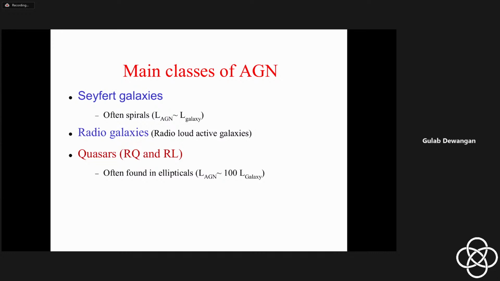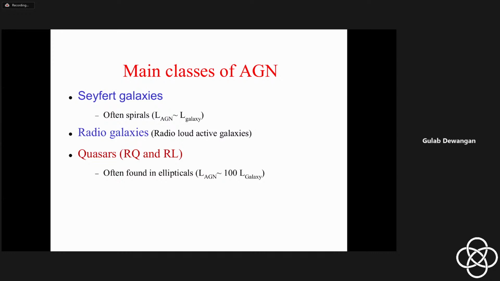The other class is radio galaxies. The radio galaxies emit a strong radio emission. That is why they are called radio galaxies, and they have jets and lobes. We will see some of these structures, but the radio power is high in radio galaxies.